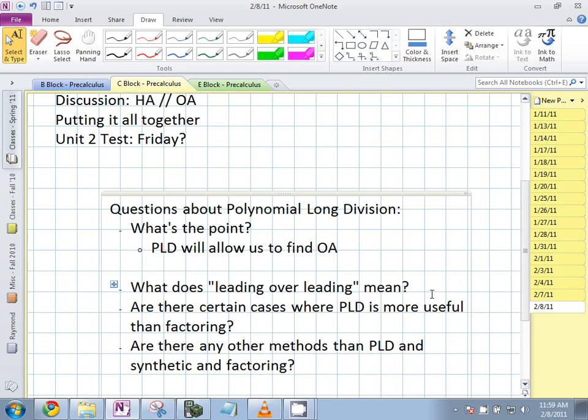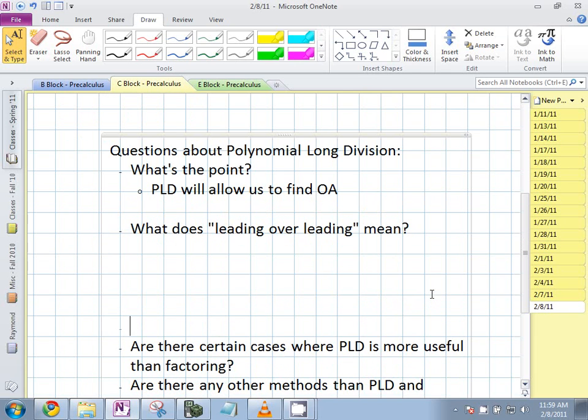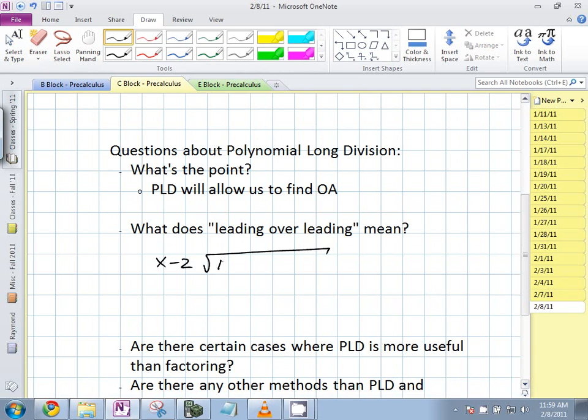What does leading over leading mean? Well, in an example, let's say we wanted x minus 2 divided into 13x to the 4th plus 2x cubed plus x squared plus x plus 2. There are two leading terms here. What is x minus 2 called? That's the divisor, exactly.